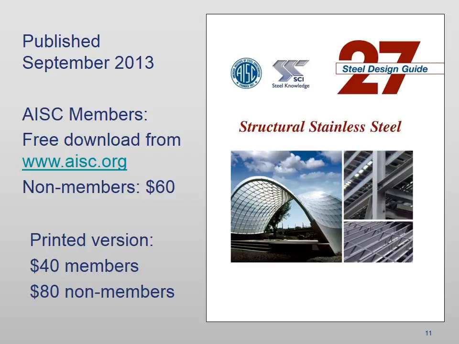This is the design guide, DG27, which covers structural stainless steel, and it was published 6 months ago in September. It's freely downloadable for AISC members, and for non-members the PDF can be purchased for $60.